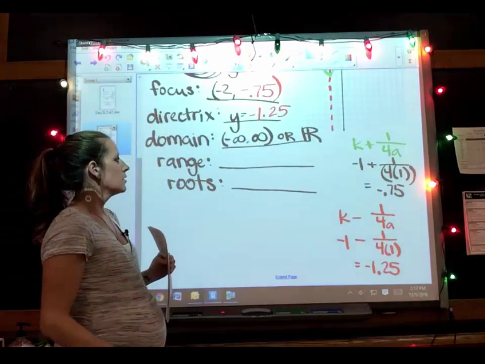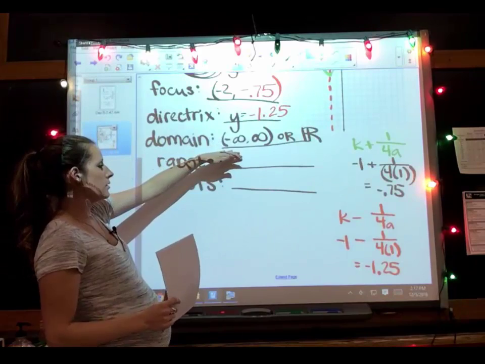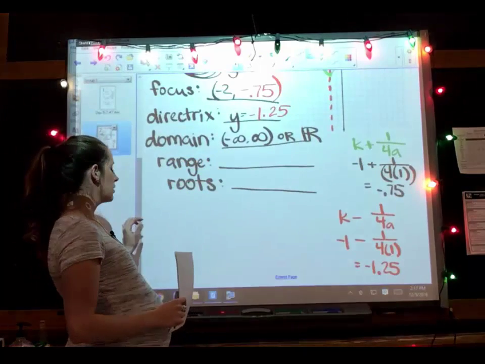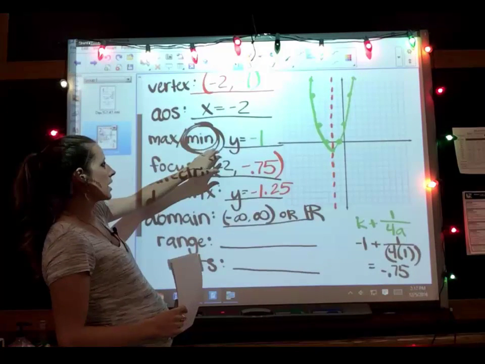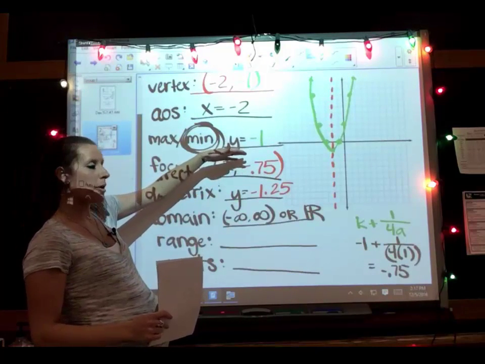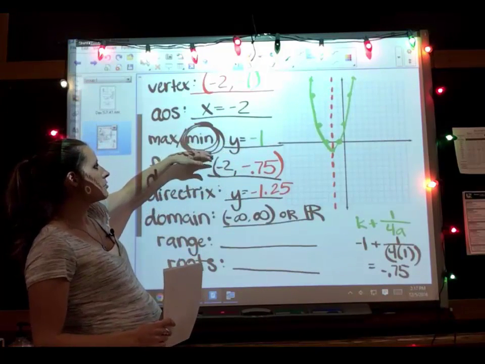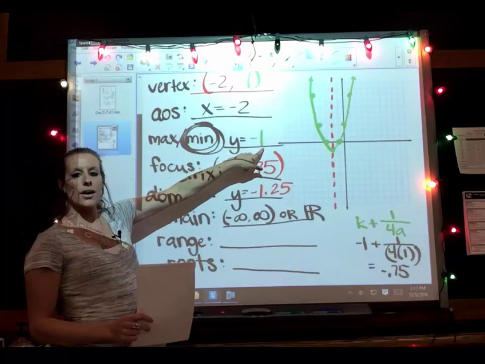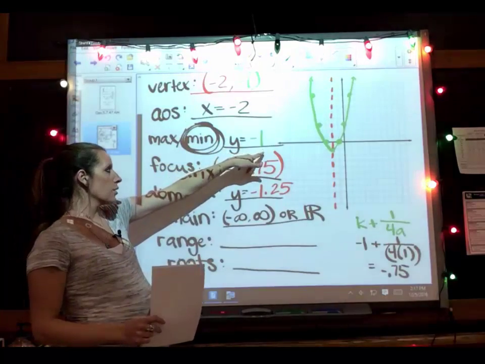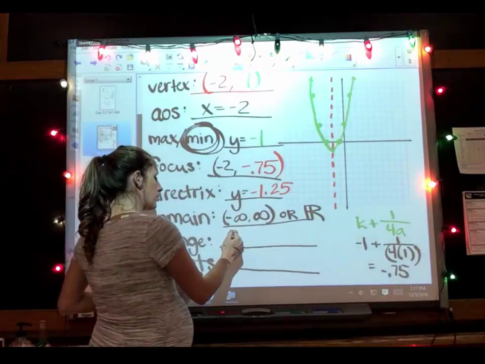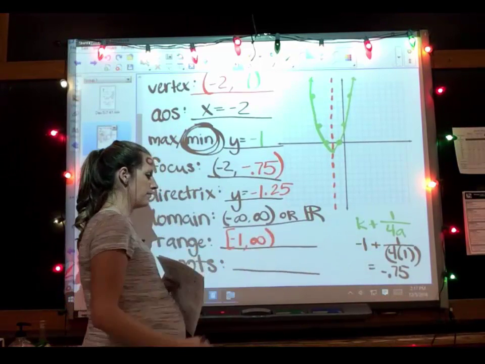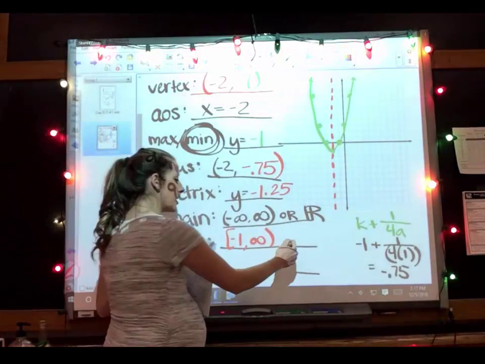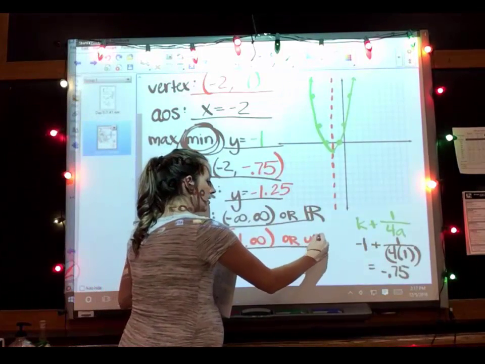I know my domain. Okay, so that's good. The range, what you can do is look at your min or max. Since it's a minimum value, it's going to start out at y equals negative 1, like you wrote, and it's going to go up forever and ever. So negative 1 to infinity. Or you could say y is greater than or equal to negative 1.